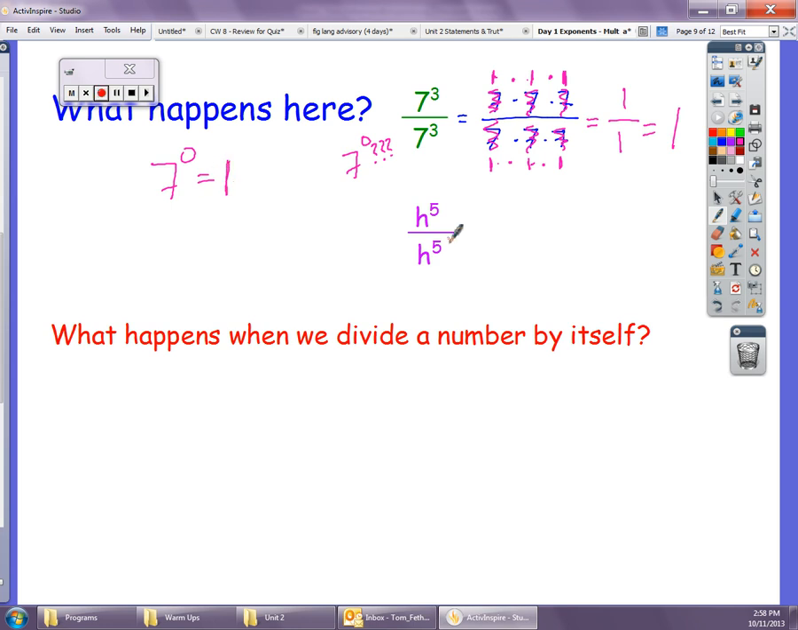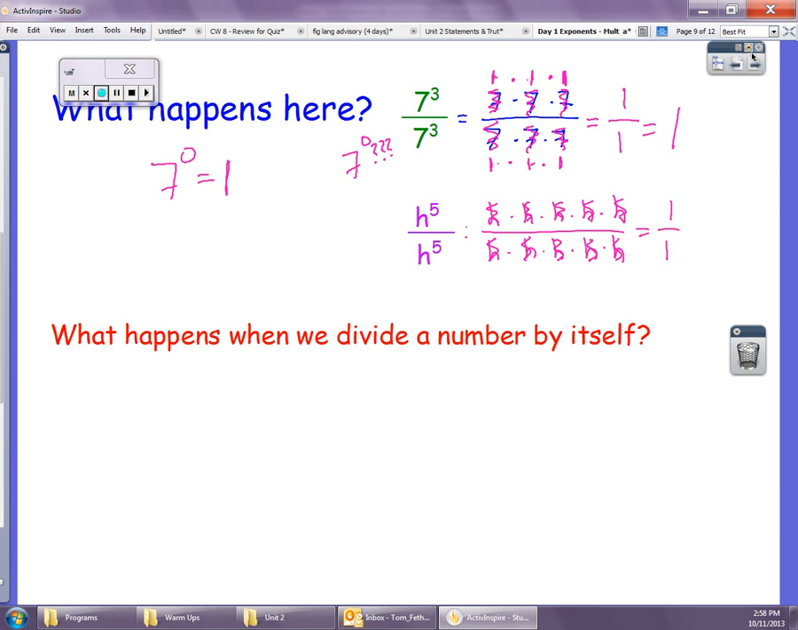Let's take a look at this one. We have h, h, h, h, h, h, h, h, h, and h. These all cross off. So it's 1 times 1 times 1, so I have 1, and 1 times 1 over 1. 1 over 1 is equal to 1. If I look at this again, same base, so I can do 5 minus 5. 5 minus 5 is 0. So h to the 0. Once again, I got 1. So 7 to the 0 is 1. h to the 0 is 1. So what happens when we divide a number by itself? We get 1.